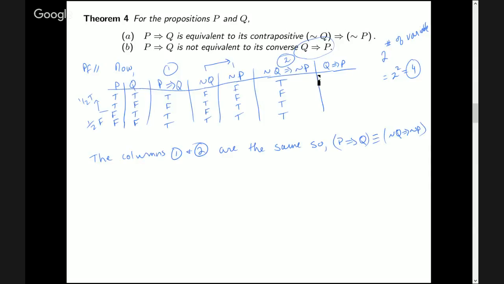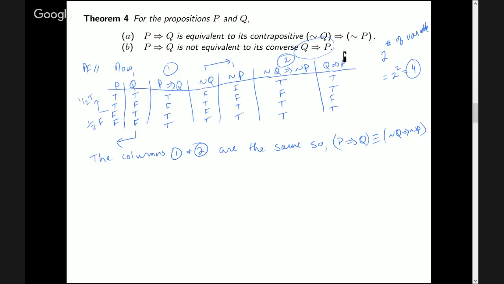So if you're doing Q implies P, that means you're starting from here and going towards P. So true implies true is what? True. Now false implies true. True. True implies false. False. And then false implies false.